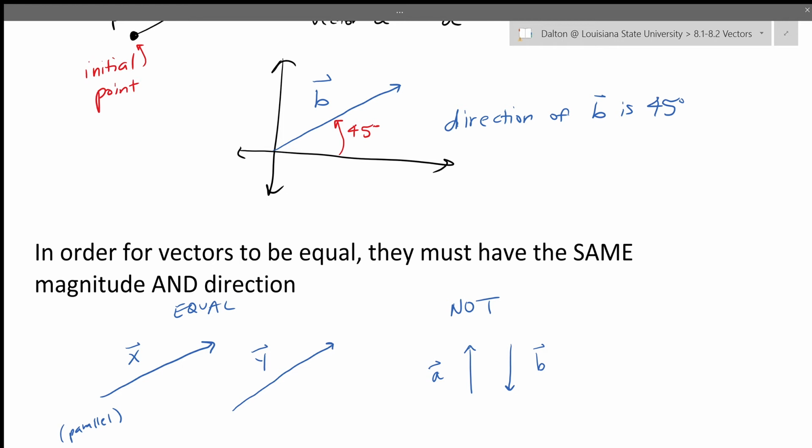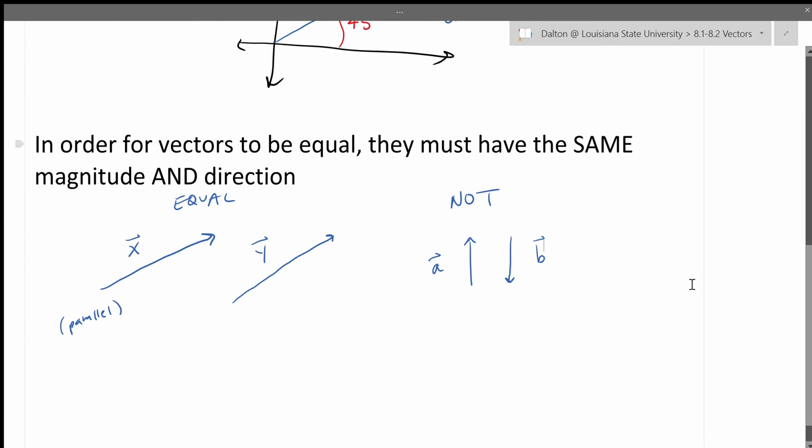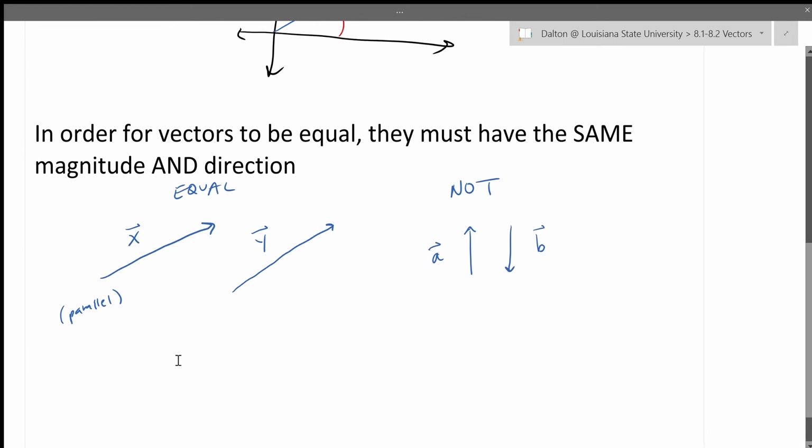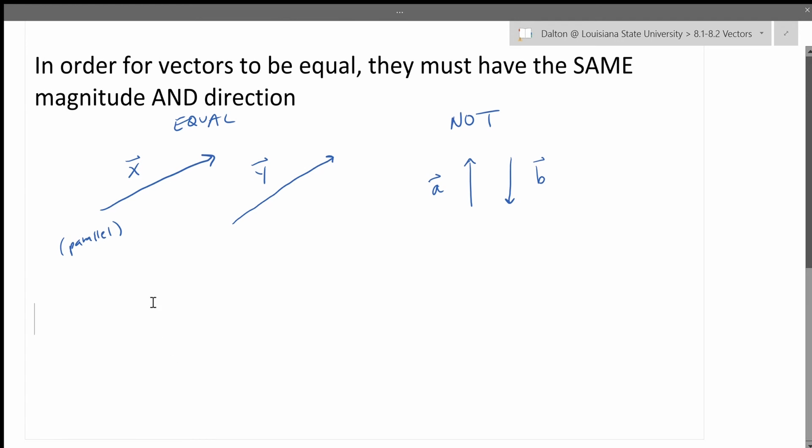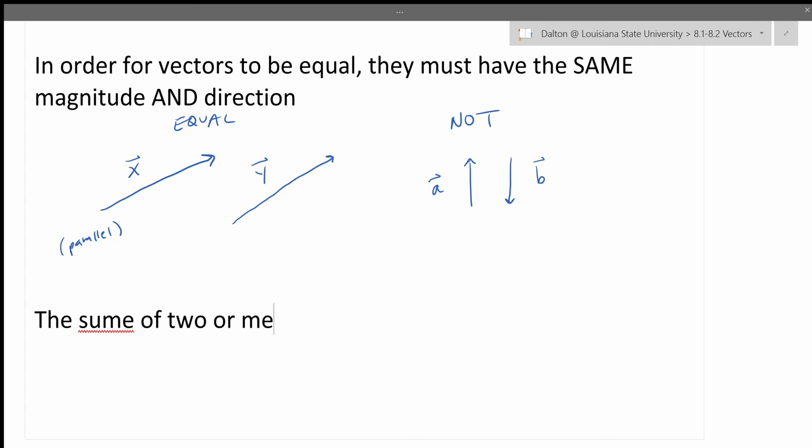All right. Now, geometrically, we can add vectors. Now, notice I said geometrically, so I'm not really talking about numbers quite yet. But when we add vectors, we say the sum of two or more vectors is called a resultant.